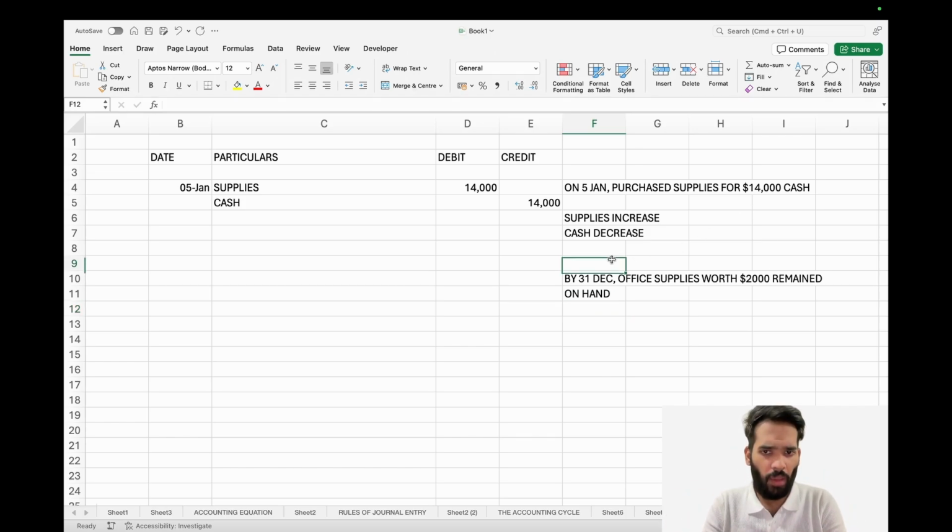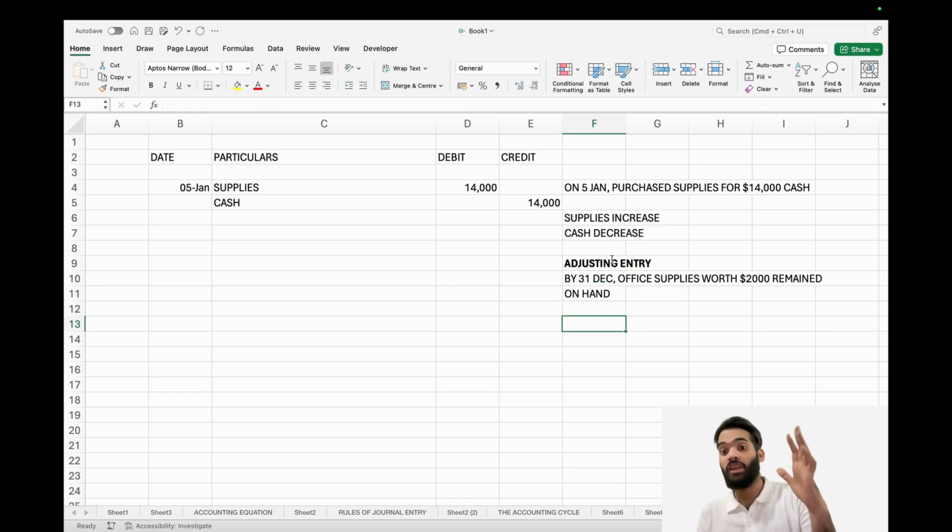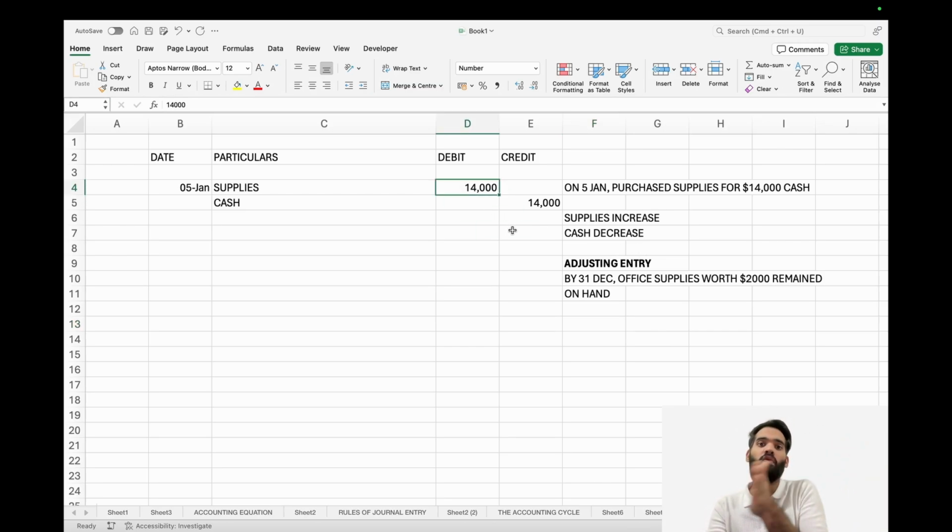So why am I saying that we have to make an adjusting entry for this? Because we realize by the end of the year, we don't have all of the supplies remaining that we recorded initially. I have to remove some of them that I've used. So obviously, if you buy 14,000, assuming before this year we didn't have any supplies, so in this year we bought 14,000 supplies, and at the end of the year, 2,000 are left. That means we can assume we used 12,000 worth of them, right? If you buy 14,000, remaining is 2,000, that means you used 12,000 worth of supplies.